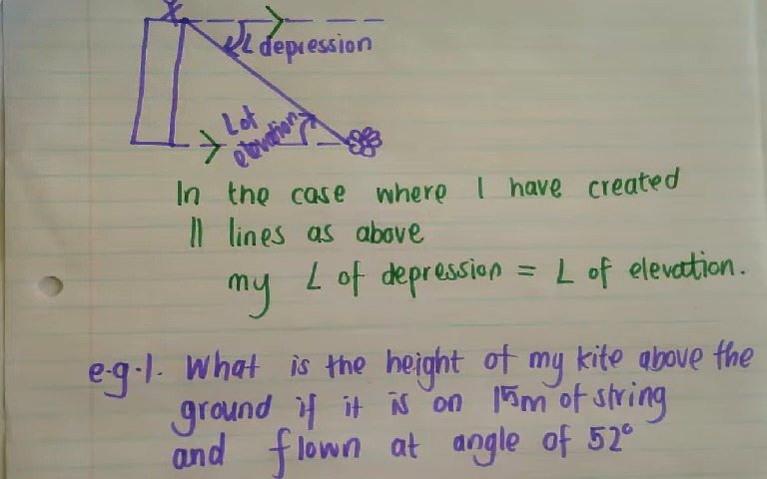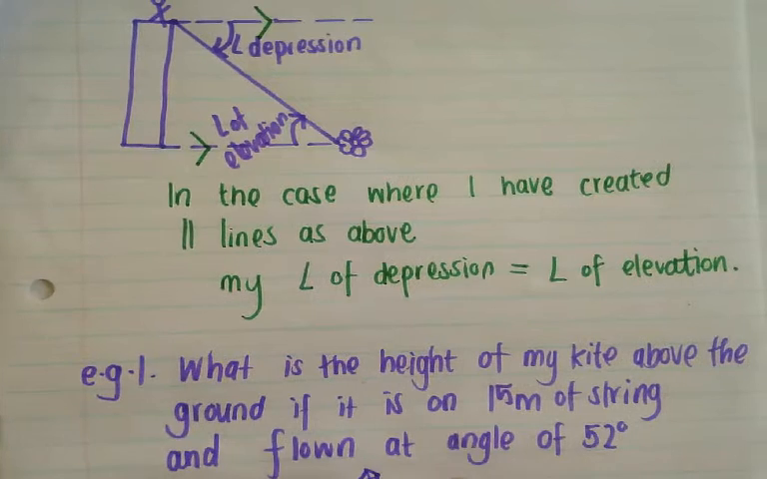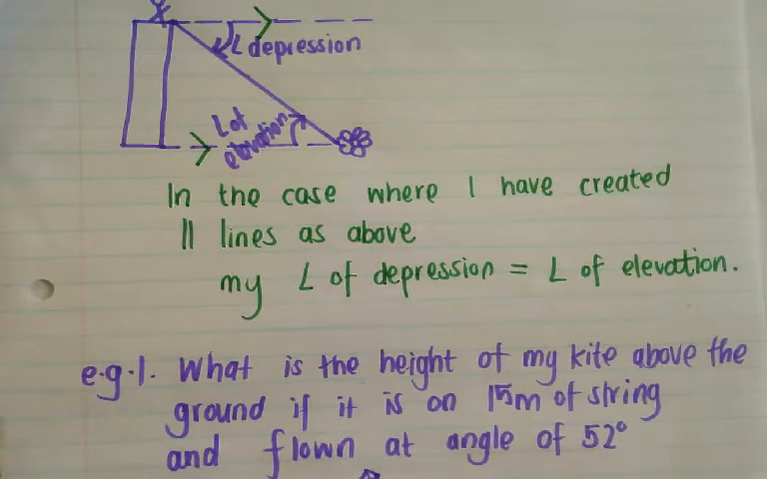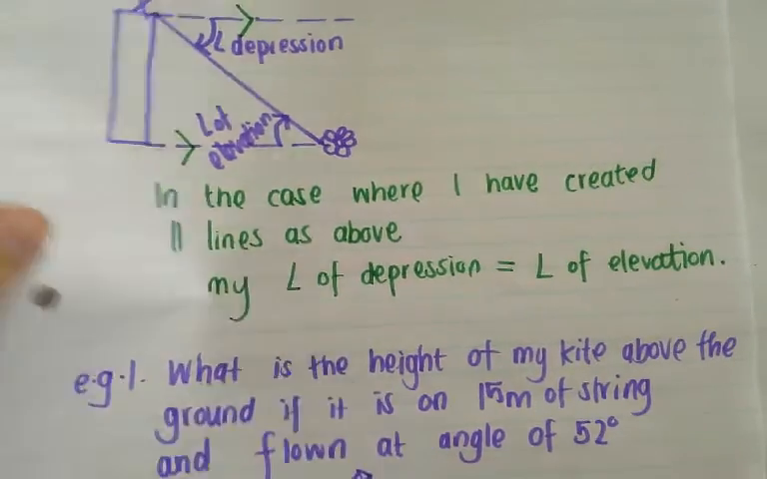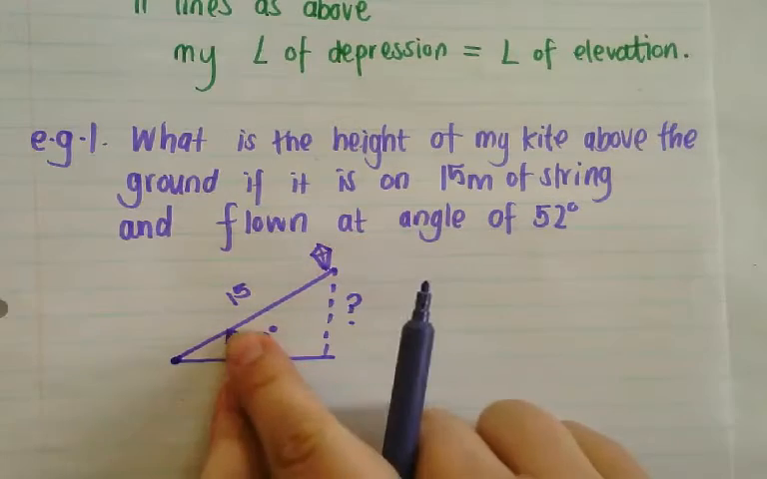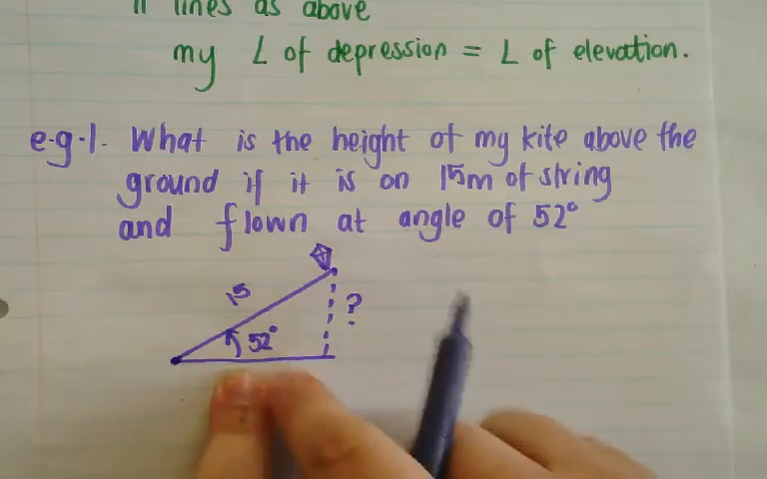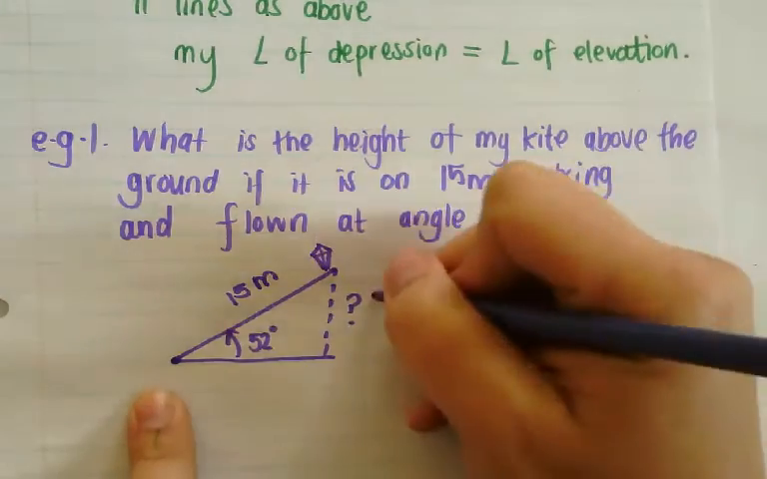So if I stand here, here's my kite, and it is on 15 meters of string at 52 degrees. I'll show you the picture now. I want to know my height. Okay, I'm going to have to go up now. So there's my kite at an inclination. I keep saying inclination. I mean elevation. It means the same thing. I'm very sorry. Elevation of 52 degrees on a 15-meter string. What is my height?